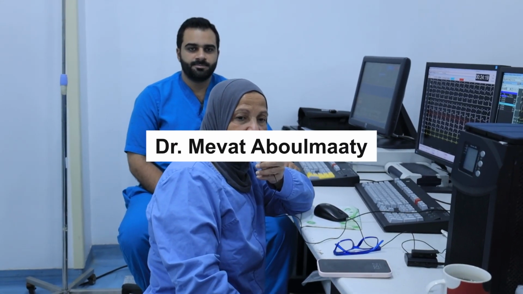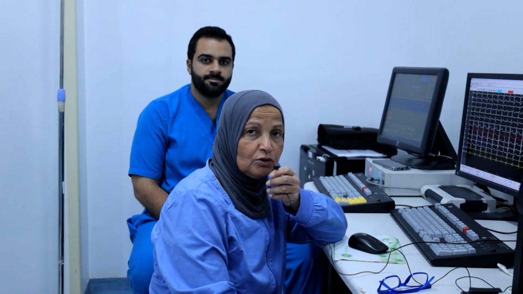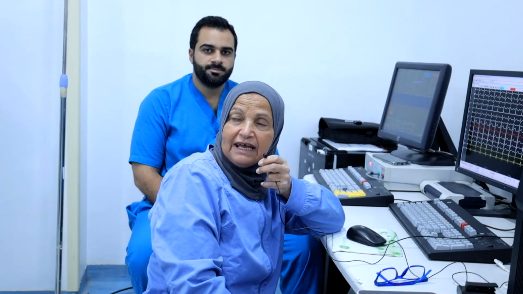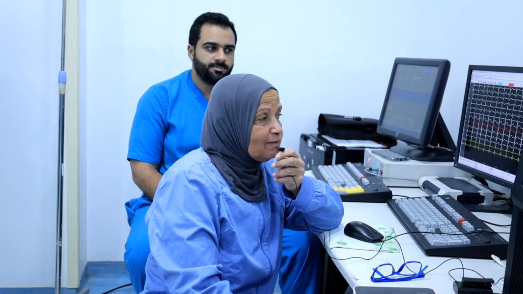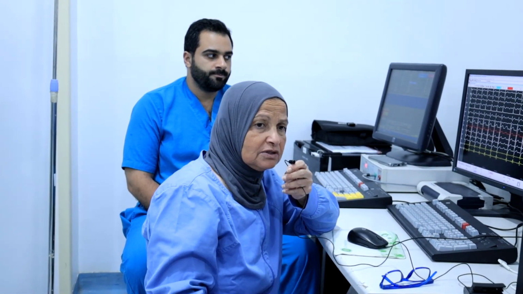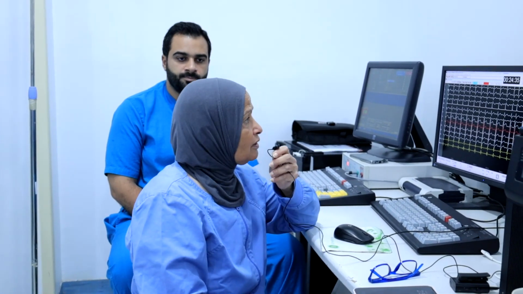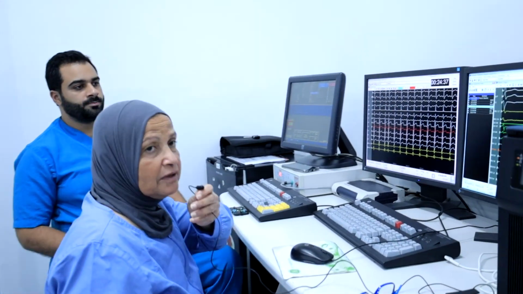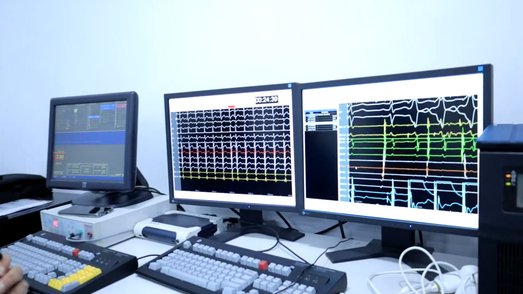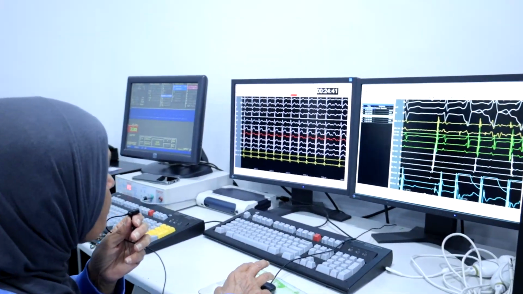We have an interesting case of a 24-year-old man who was a football player, and he had palpitations, which were documented on his Holter as paroxysms of atrial tachycardia. There was a definite P wave in the Holter. I don't have his Holter, but we can show you now. He was introduced to the lab. We had the provisional diagnosis of atrial tachycardia.